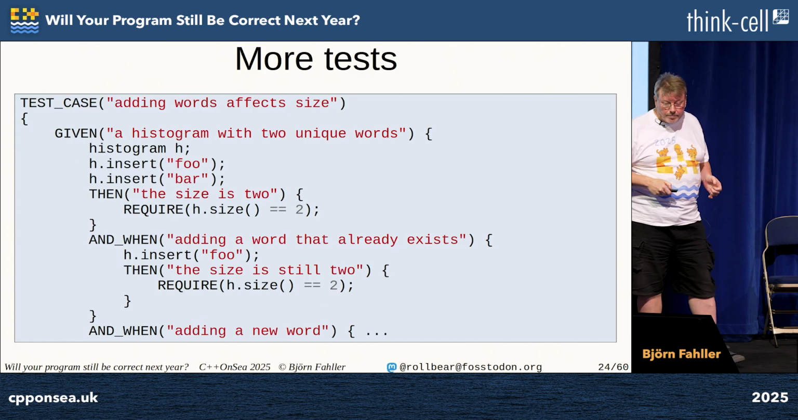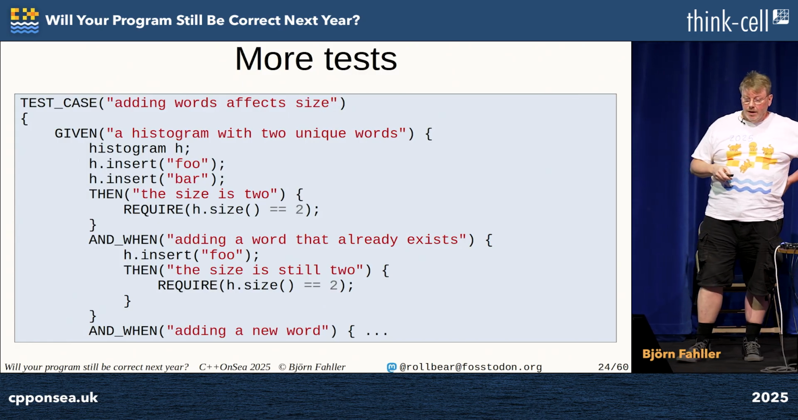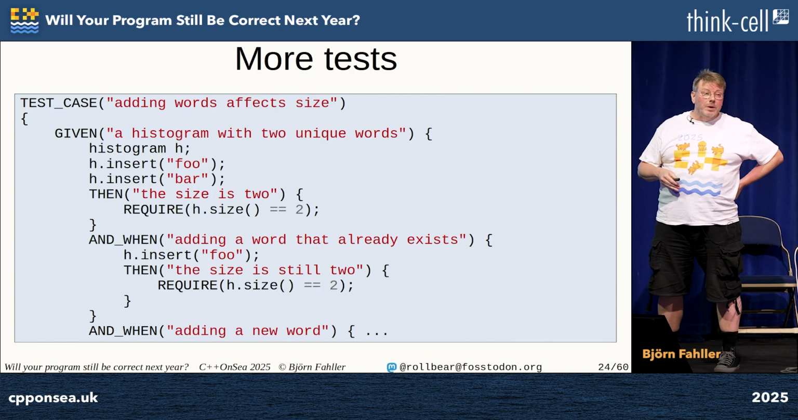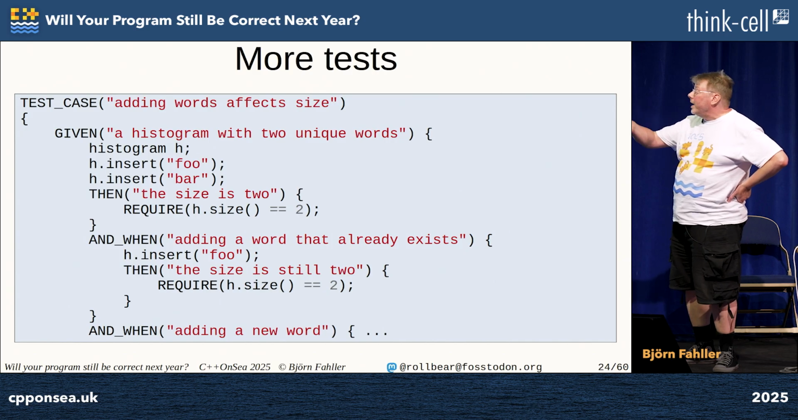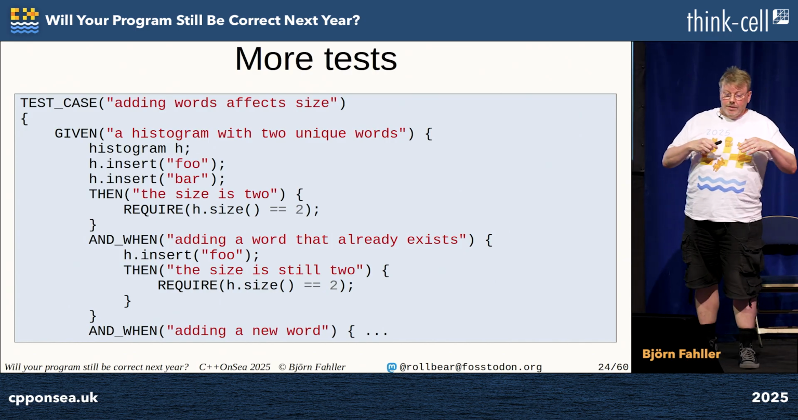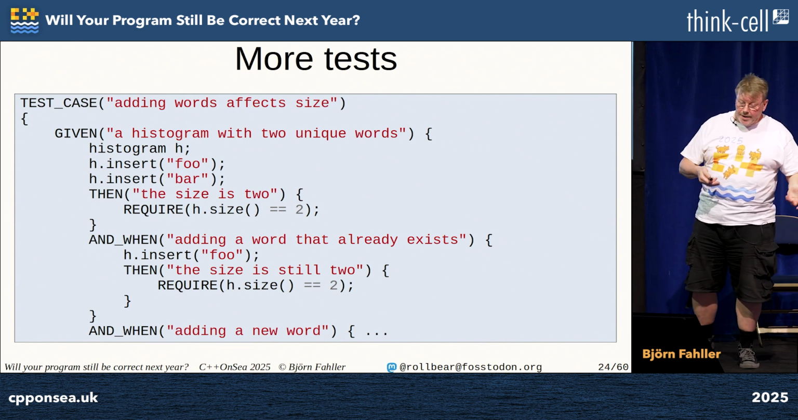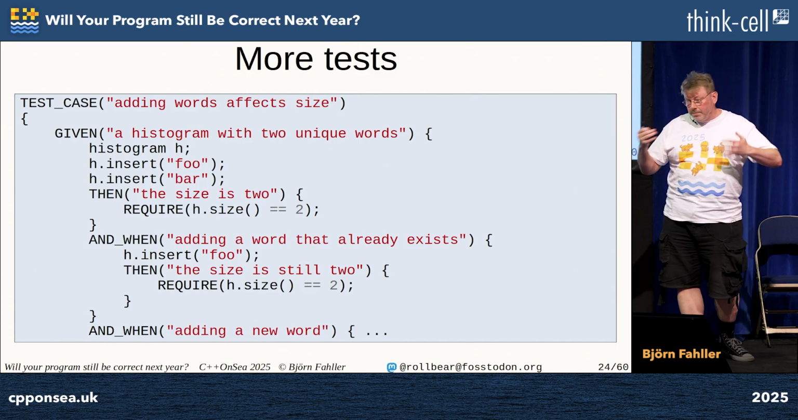Okay, so we work some more. We add some more tests. Given this, it's really a powerful thing with doctest. You can have this given, when, then, and when, and then, and when. So given a histogram with 2 unique words, the size is 2, and when adding a word that already exists, the size is still 2, and when adding a new word, well.